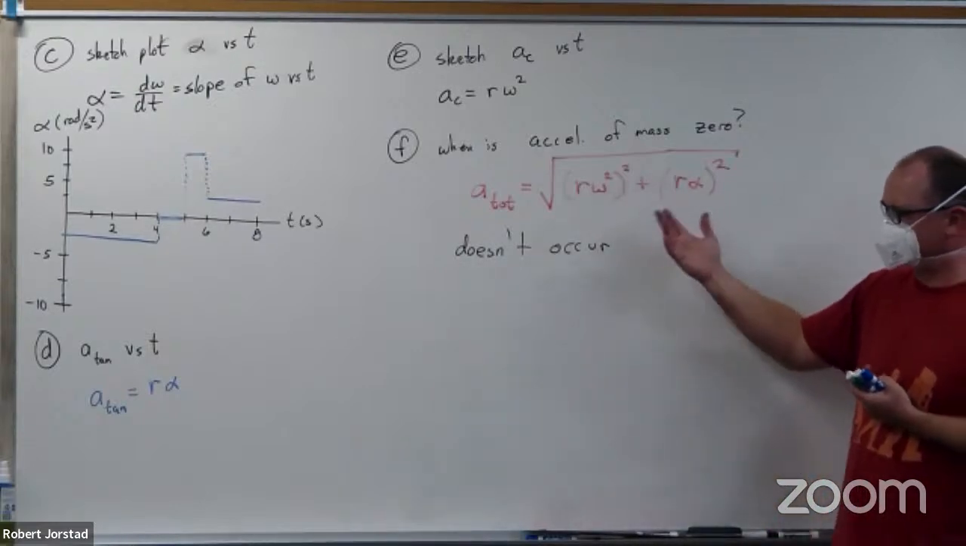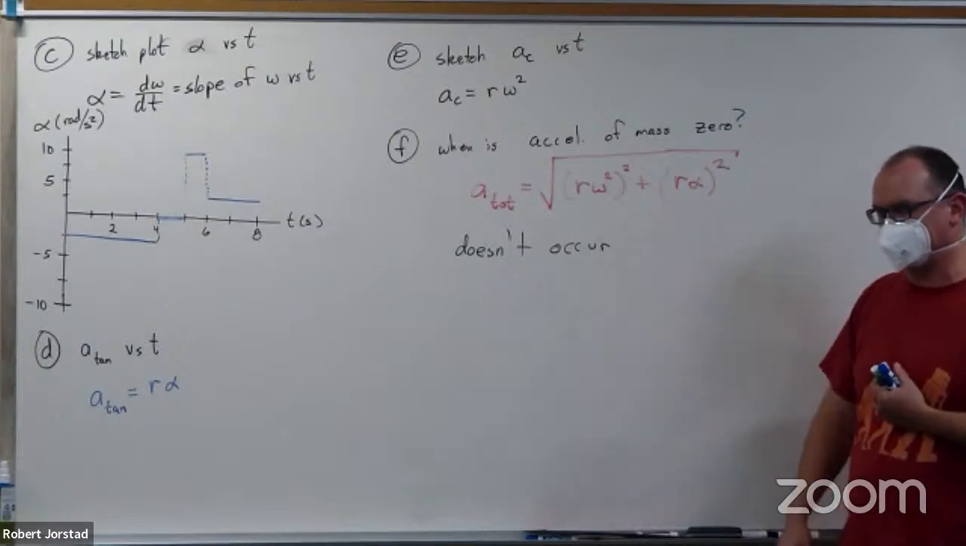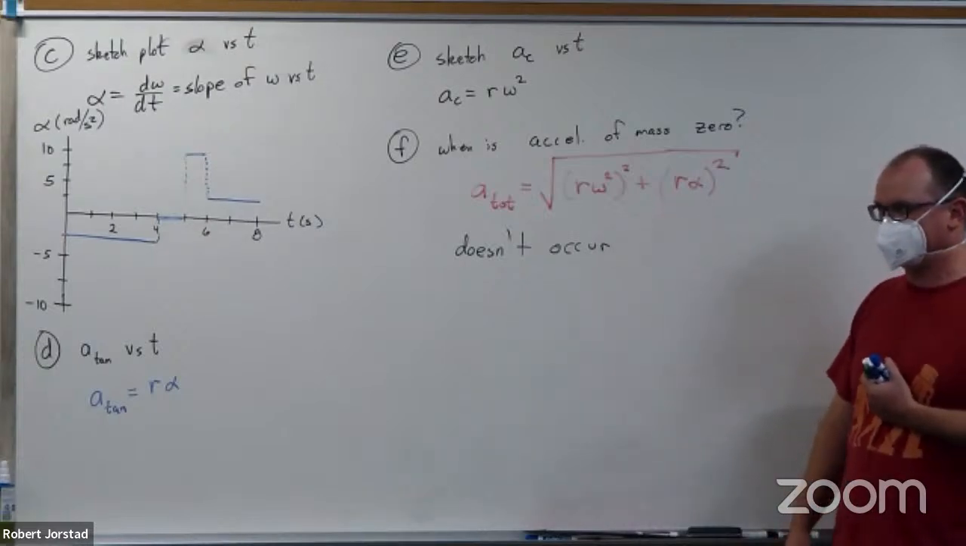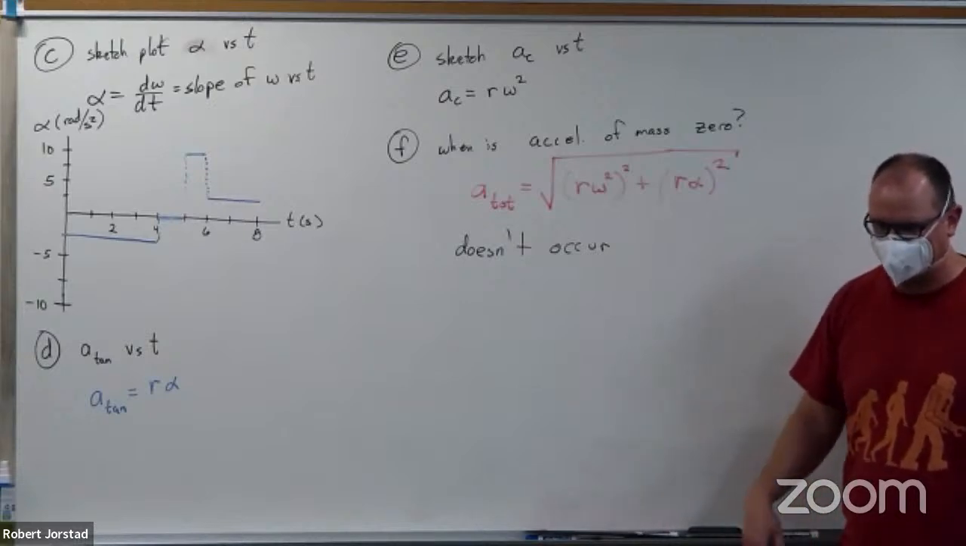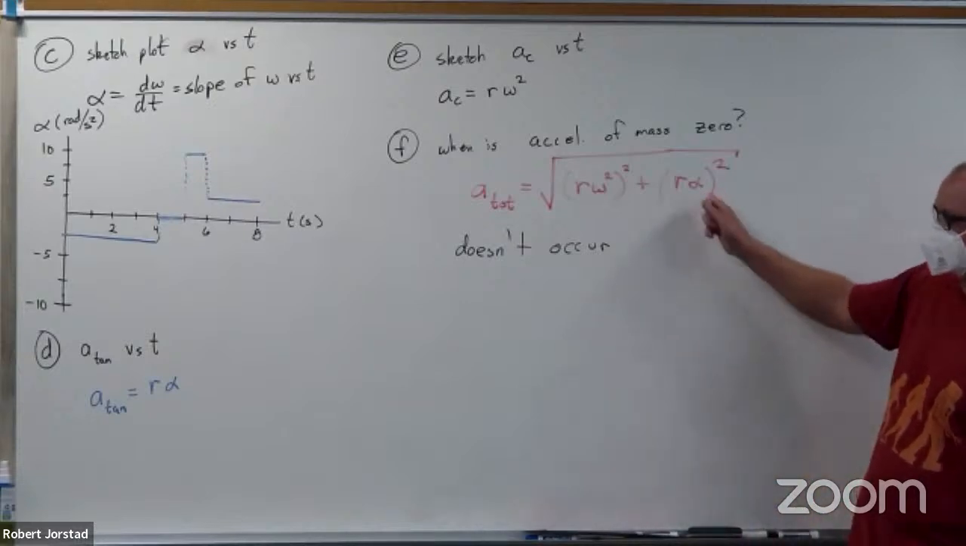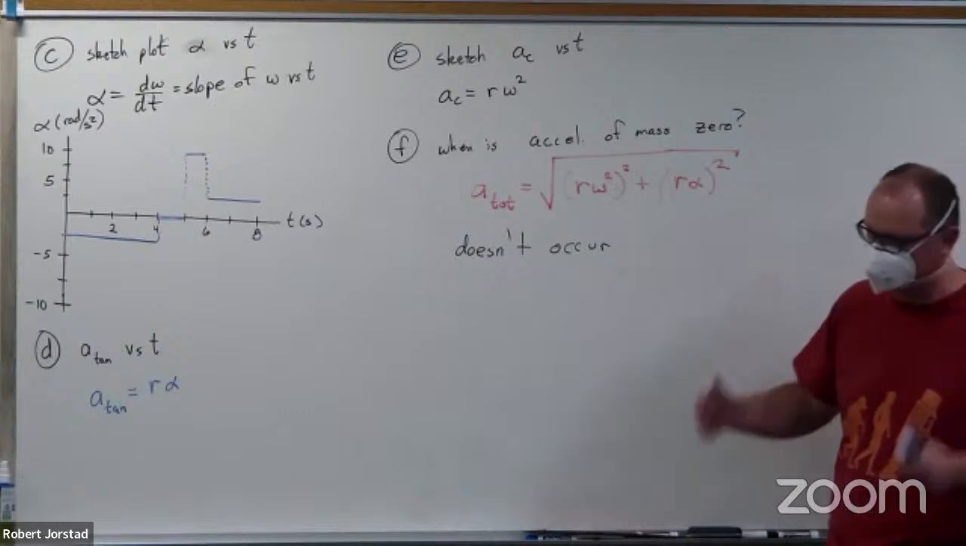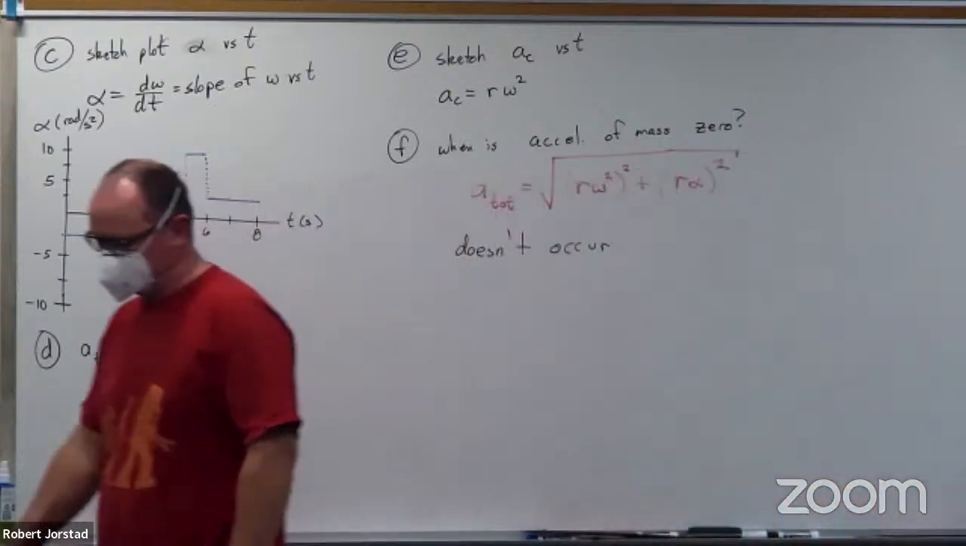I think this kind of indicates why circular motion is so tricky. It's not enough just to say omega is 0, it's not accelerating. That doesn't work. It's not enough to say alpha is 0, it's not accelerating. Bad, bad, bad. Okay.